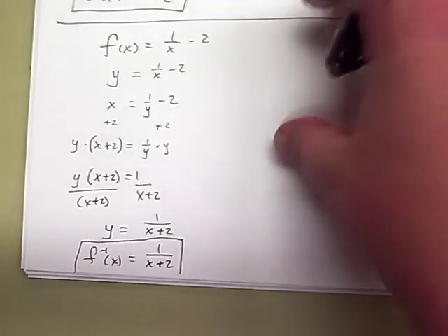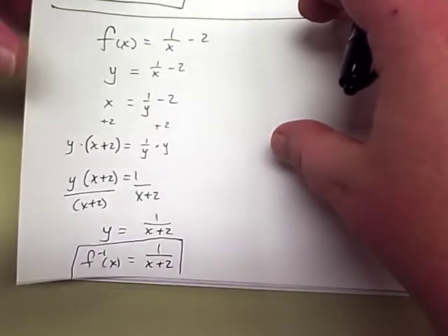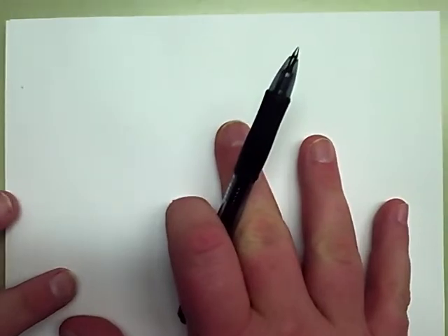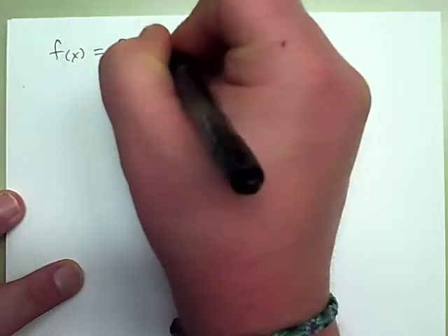Okay, we'll do one more example, and then we'll call it good. All right, last example. What happens if I have a cube?